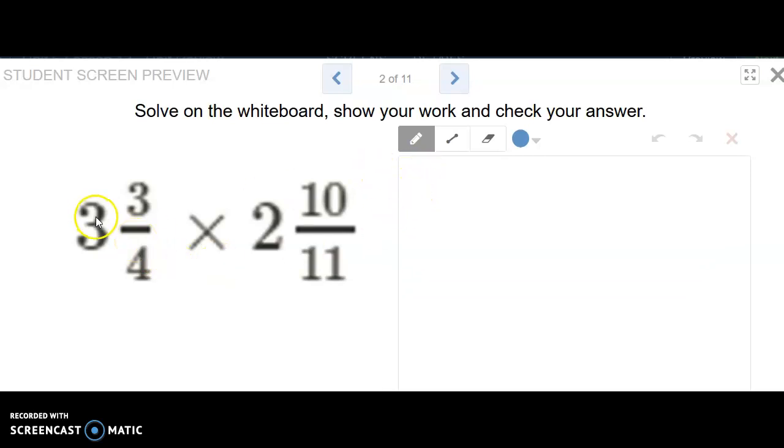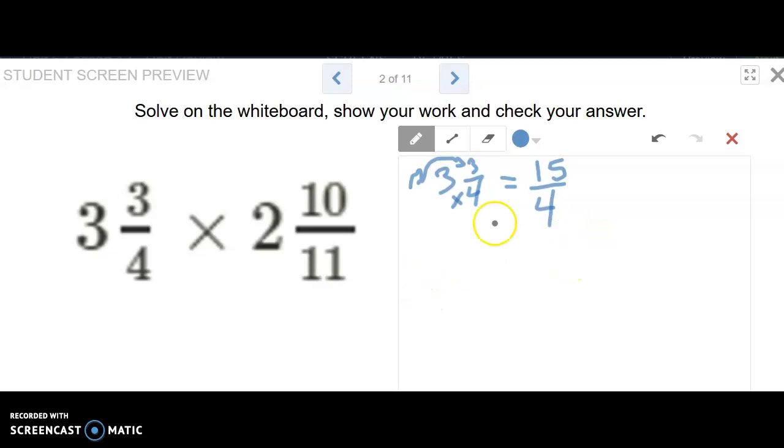We have to turn our mixed numbers into improper fractions. So let's take our 3 3/4 and make that into an improper fraction. We do that by multiplying our denominator times our whole number, which gives us 12. And then we're going to add 3 to 12, gives us 15. That becomes our new numerator, and our denominator stays 4.